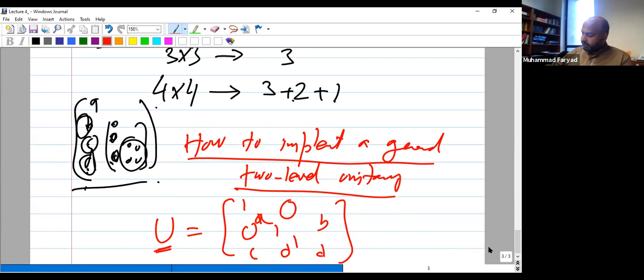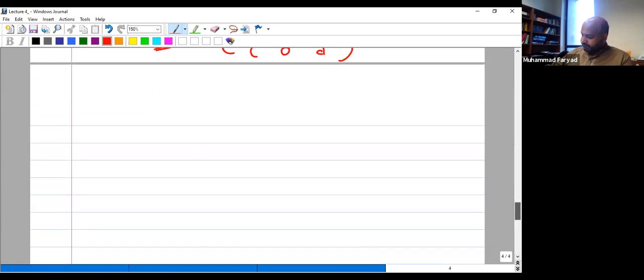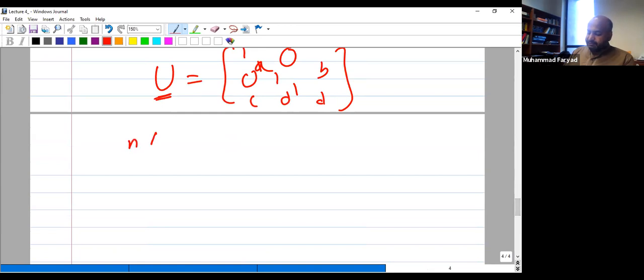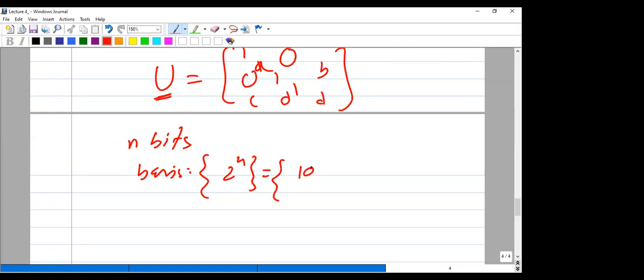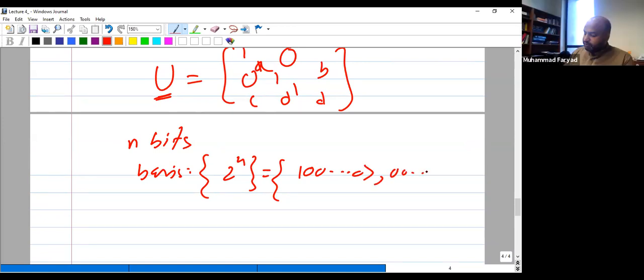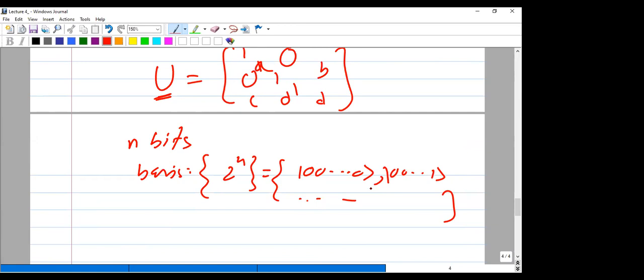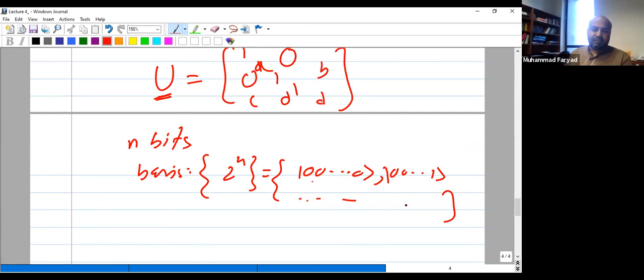So if we have an n-bit system, our computational basis states are 2 power n. If I write them explicitly, there is the 0, 0, 0 state, then the 0, 0, 0, 1 state, and so on. A general unitary can act non-trivially on each of these computational basis states, but a 2-level unitary only acts non-trivially on 2 of these basis states.